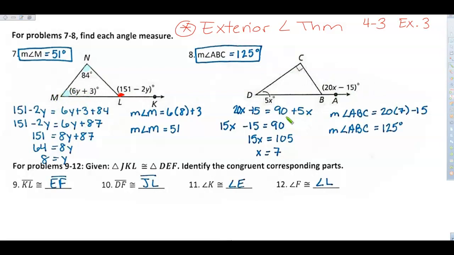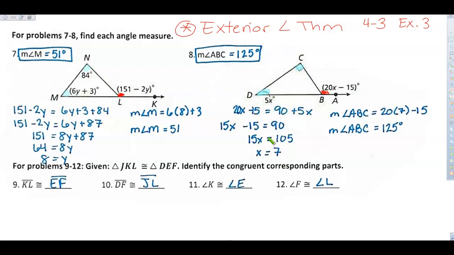All right. Same thing over here for number 8. My exterior angle, which is right here, it's the one that is outside the triangle, is going to be equal to the sum of the two remote interiors. It's those two inside ones that don't touch it. All right, so my 20x minus 15 is going to be equal to 5x plus 90. All right, so it's going to be these two together, which is what I've got set up right here.